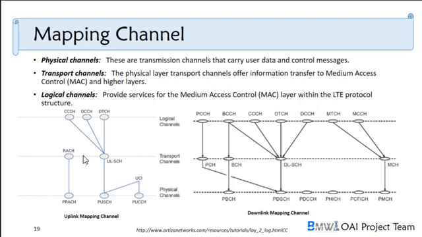So in the logical channel, there are two parts. The first part is the control channel, and the second part is the traffic channel. The traffic channel will transmit data and voice, and the control channel is for signaling.